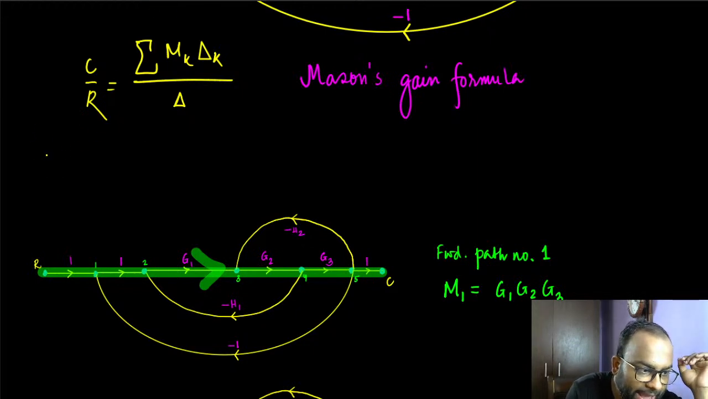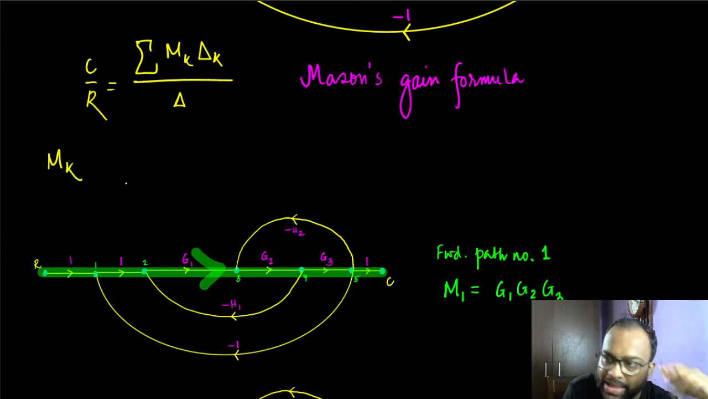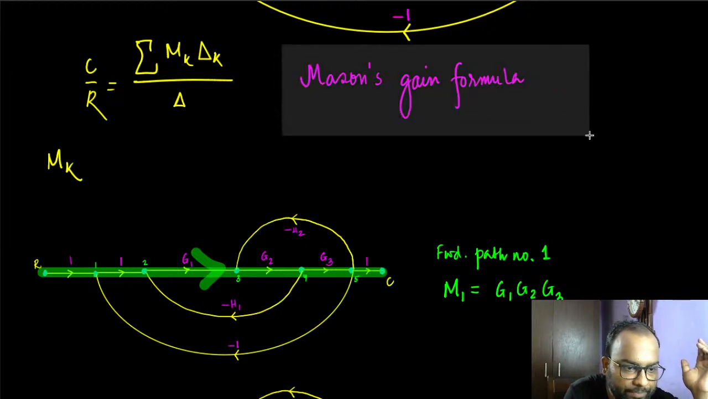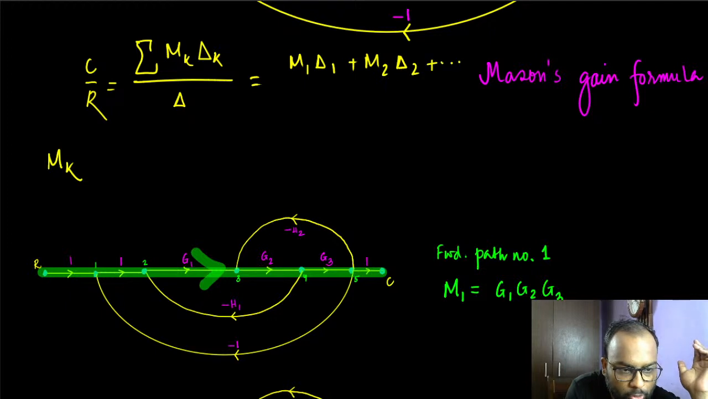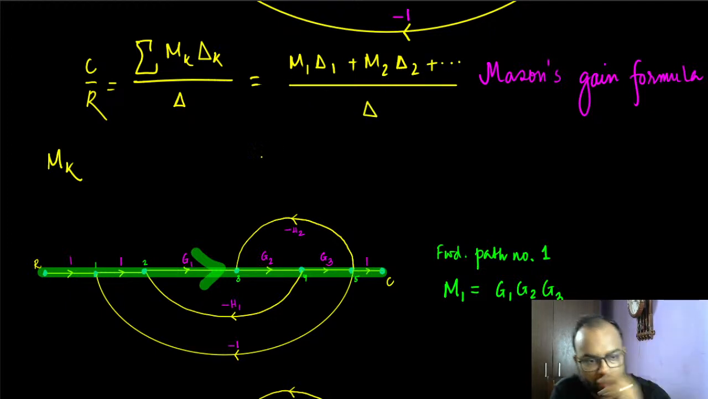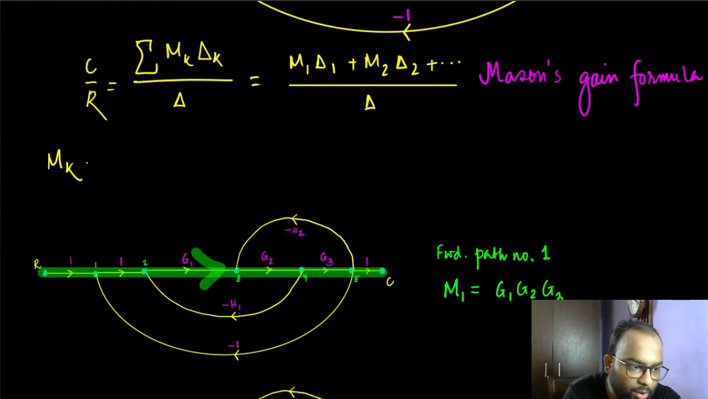So Mk is kind of a parameter here, right? K is an index. It is like M1, M2, M3, M4, just like that. So Mk is the index, the kth index essentially, M1, M2. So this essentially means it is like M1 delta 1 plus M2 delta 2 plus and so on, divided by delta. Okay, it is just like that. So Mk stands for essentially M1, M2, etc.